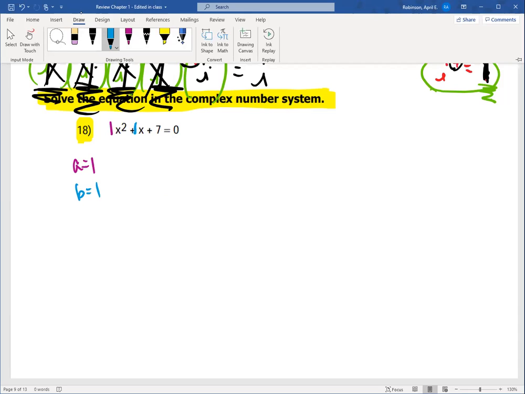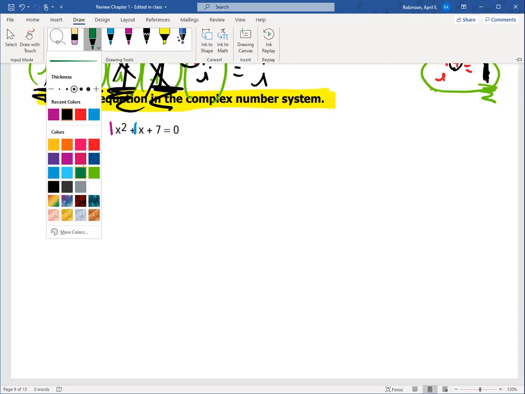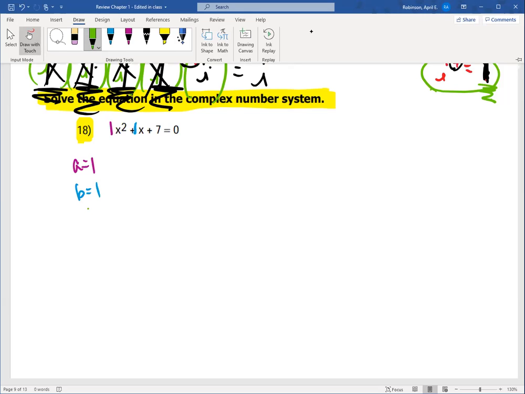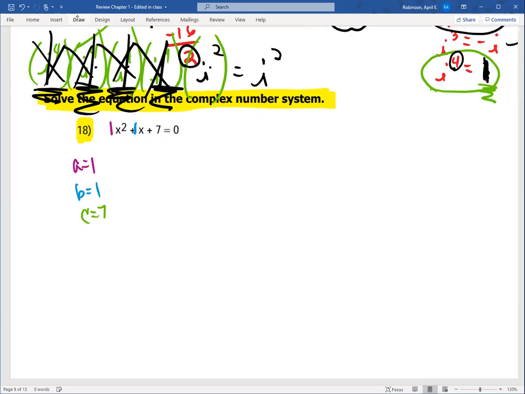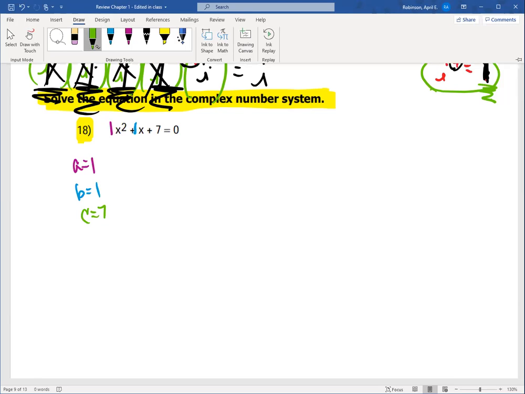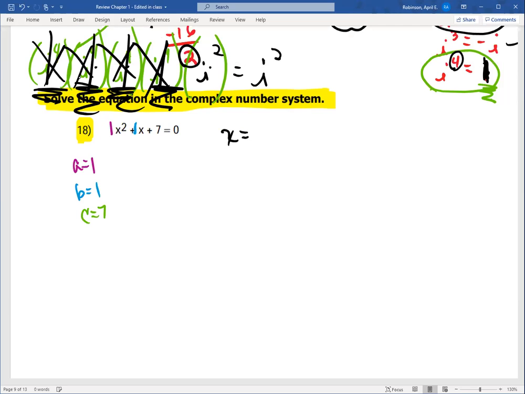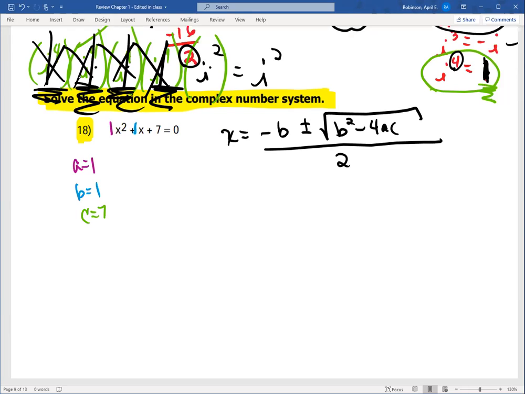I know there was a way to lock this screen, but I can't figure it out right now. All right, and then C is 7. And then the quadratic formula is x is equal to negative b plus or minus the square root of b squared minus 4ac all over 2a.